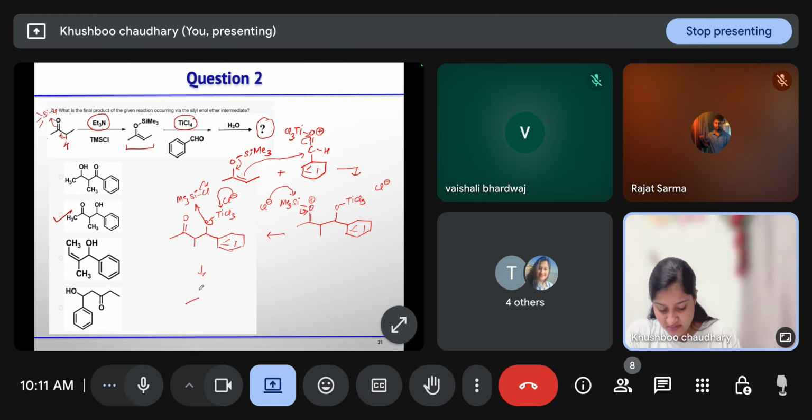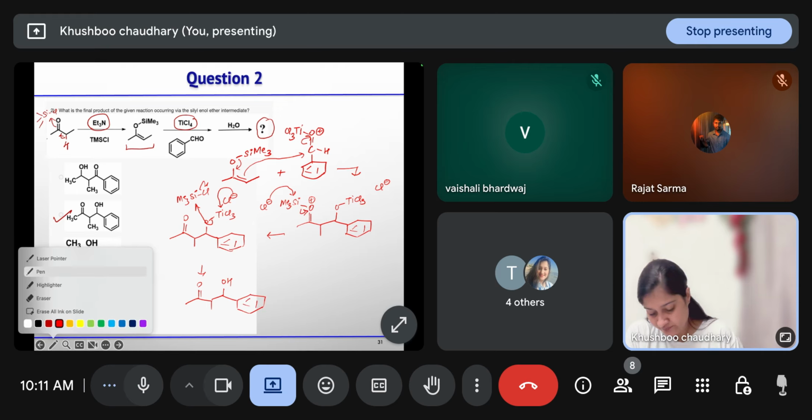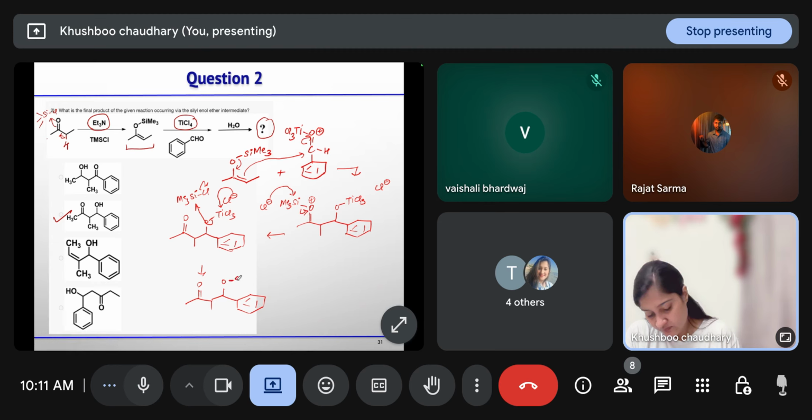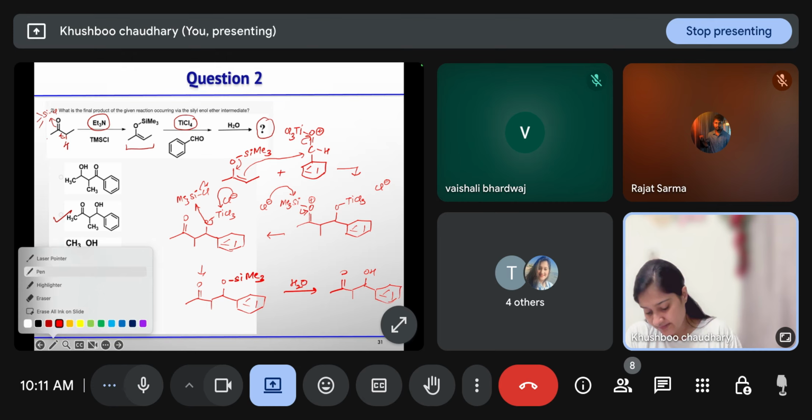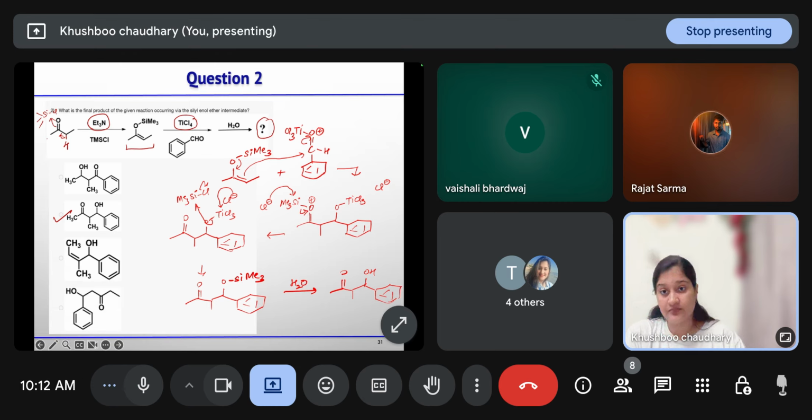So you will get first this OSiMe3, and then in the presence of water you will get your product, beta hydroxy ketone. So the correct option is option second. Clear? Yes, ma'am.